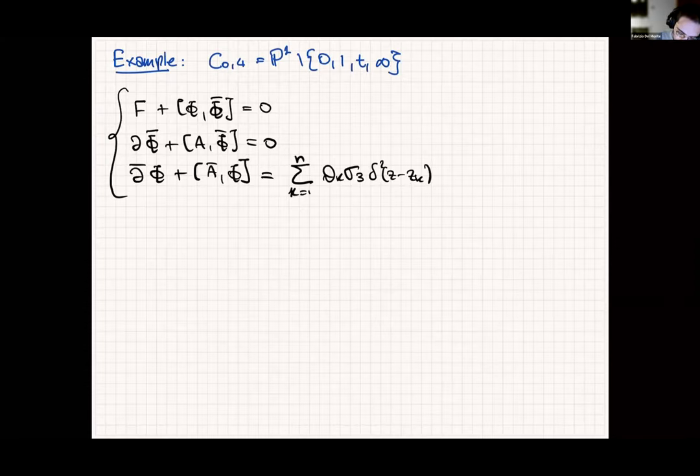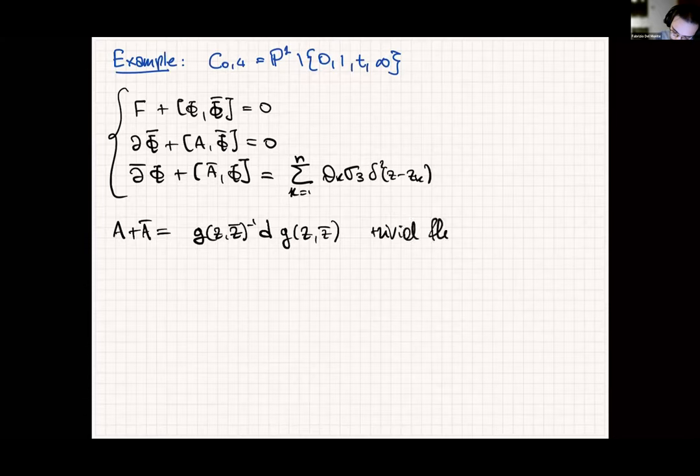So we want to solve these equations, and we take this A plus A bar to be a trivial flat connection, some G of Z, Z bar inverse times dG of Z, Z bar. And because we're on the Riemann sphere, a trivial flat connection can be completely gauged away.